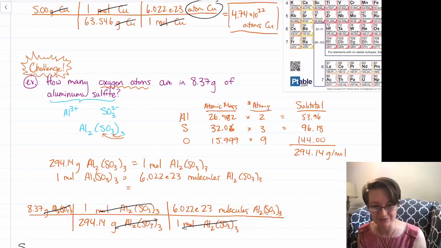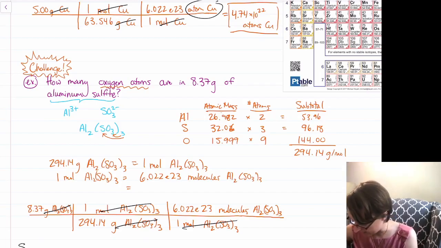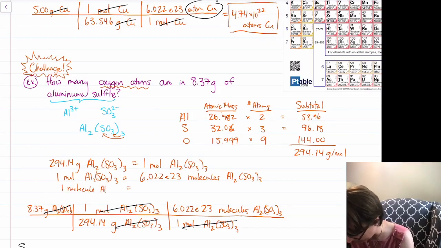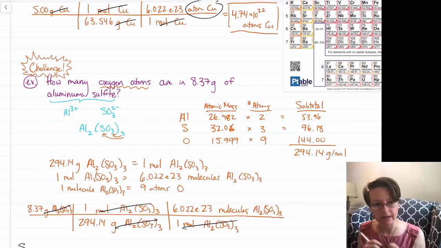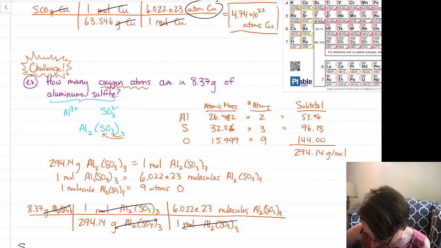Turns out a third place to get conversion factors from is just looking at the chemical formula itself. And so here, I notice when we were calculating our molecular weight that for every 1 molecule of aluminum sulfite, I had 9 atoms of oxygen. Again, we got that conversion factor, not from our periodic table, not from some universal constant, but by taking a really close look at the chemical formula itself. And so we can use that conversion factor as the final step in our process in order to get to the right unit system for this problem.